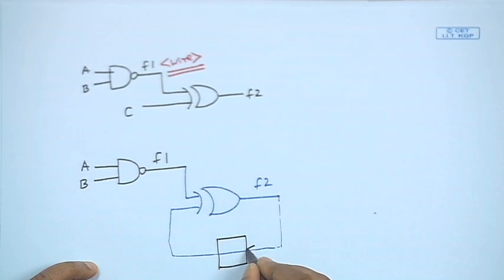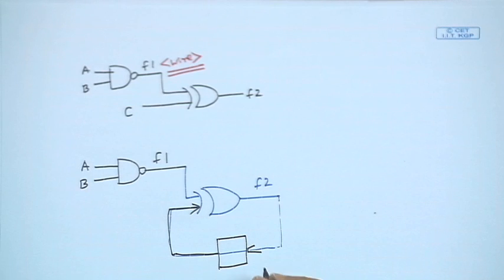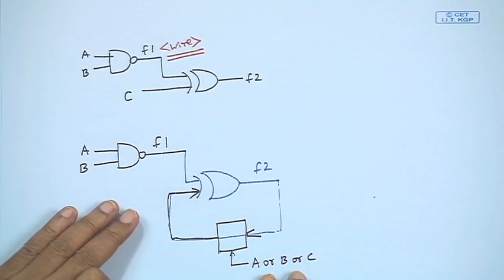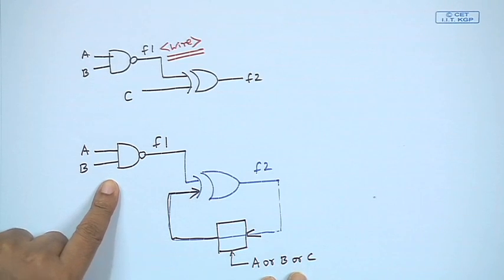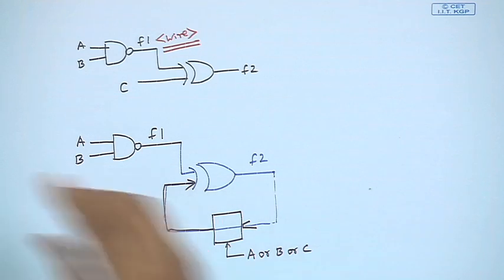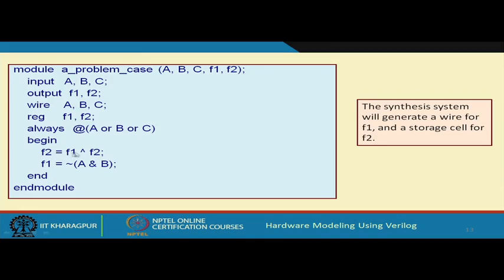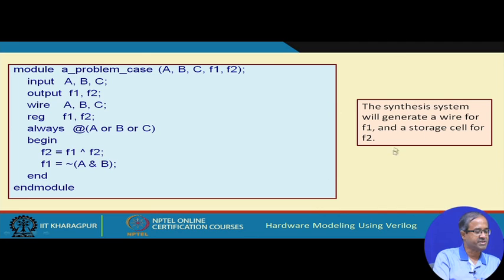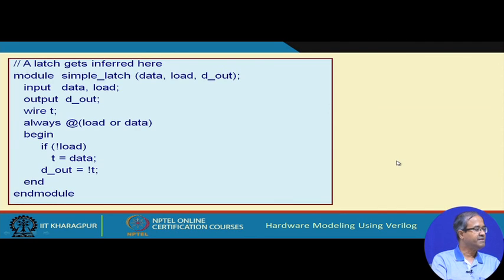The value of F2 will be stored here and the stored value will be coming here, and this latch will be enabled whenever either A or B or C is changing. This is how the hardware will be implemented. This is the meaning. So, here F2 is appearing both on the left hand side and the right hand side, that is why a storage cell will be generated.